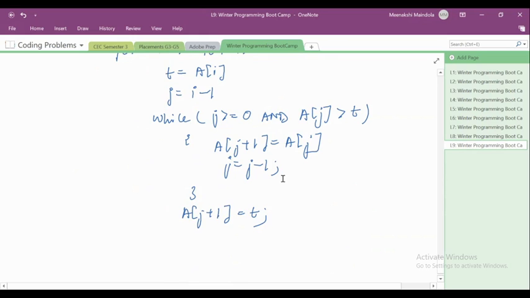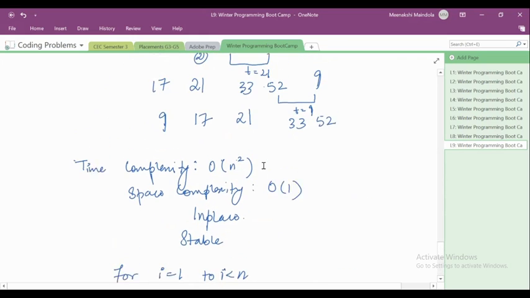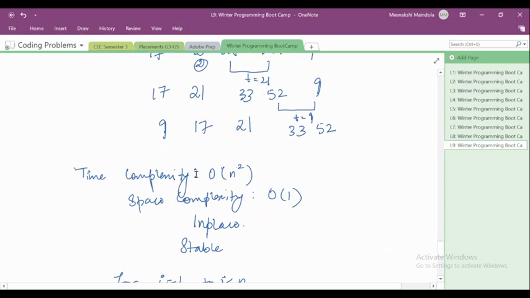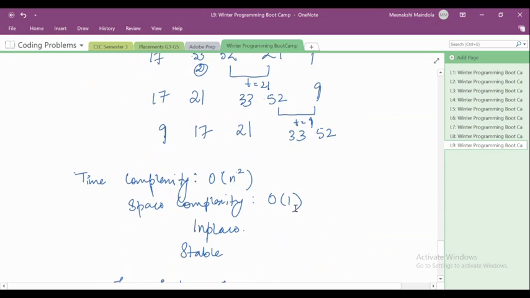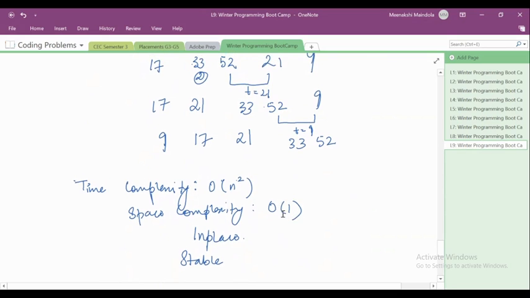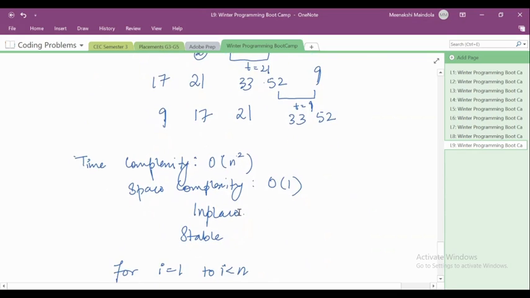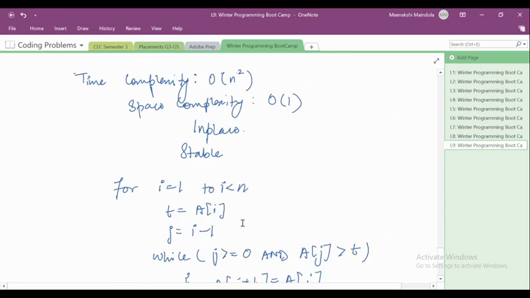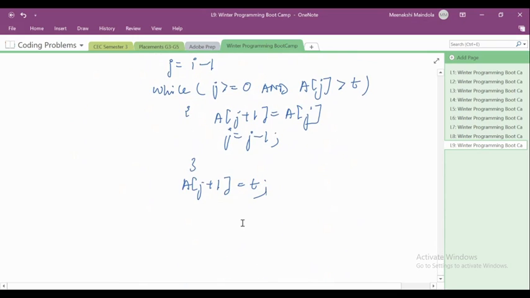So this is the pseudocode that you have for insertion sort. We have discussed that it is going to require order of n square time. The space complexity, since it is not going to take up any extra space, is going to be order of 1. And since the space complexity is order of 1, we say that it is an in place sorting algorithm, and it is also a stable sorting algorithm, right?